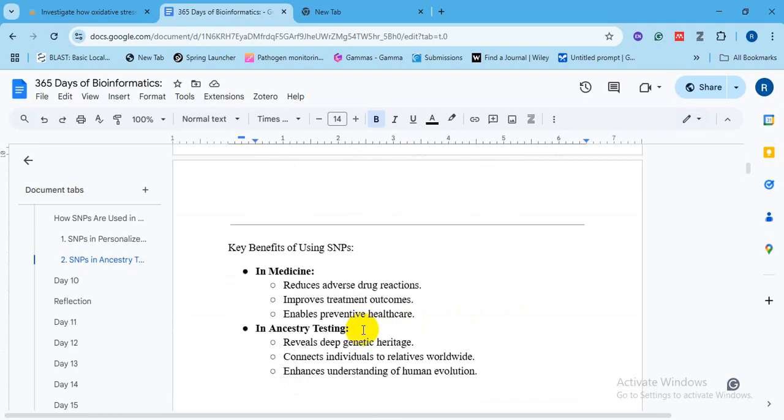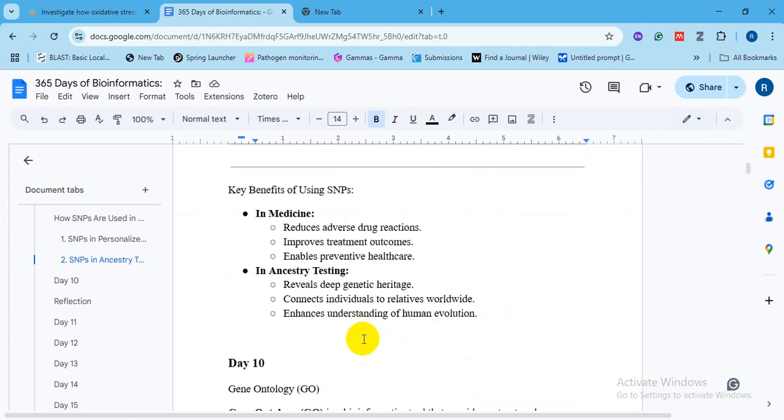Okay, what are the key benefits of using SNPs? Number 1, in medicine, they reduce adverse drug reactions, improve treatment outcomes, and enable preventive healthcare. In ancestry testing, they reveal deep genetic heritage, connect individuals to relatives worldwide, and enhance understanding of human evolution.